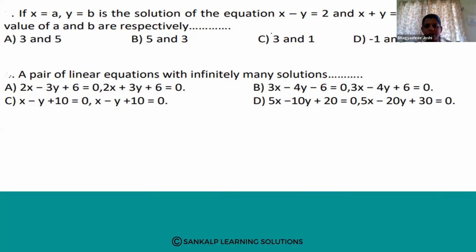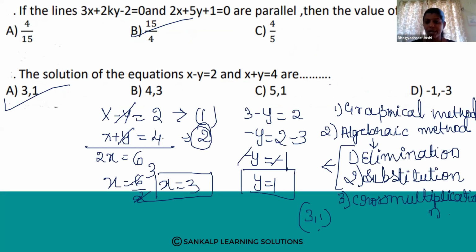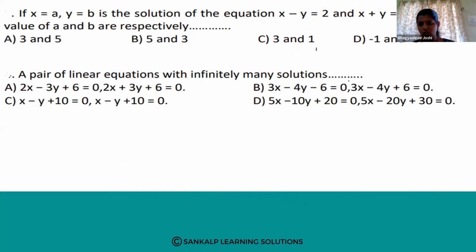So just now only we solved one problem. The same problem can be asked in this way also. See, this is also x minus y is equal to 2, x plus y is equal to 4. Here we solved that also, x minus y is equal to 2, x plus y is equal to 4. This question can be asked like this also.